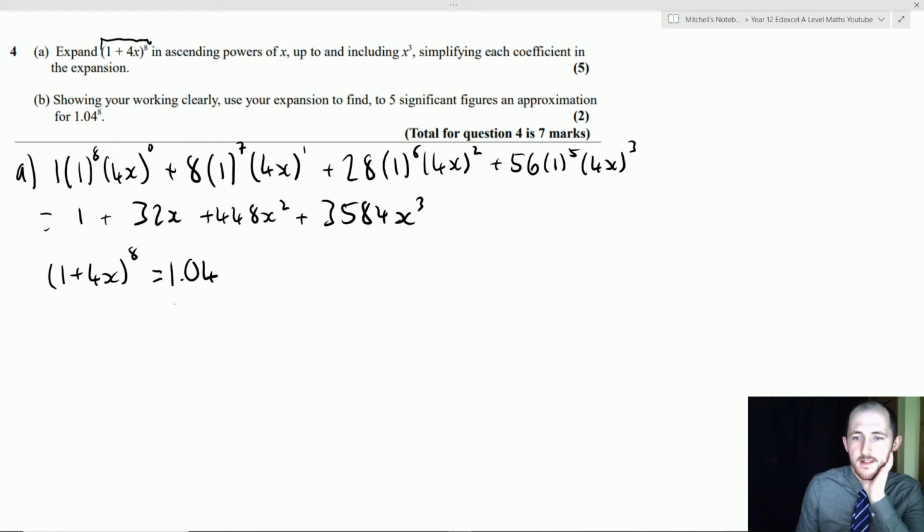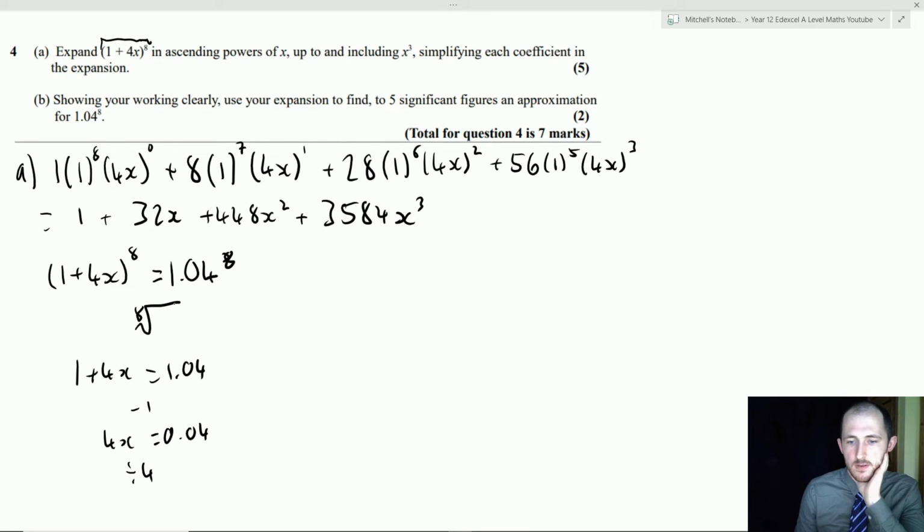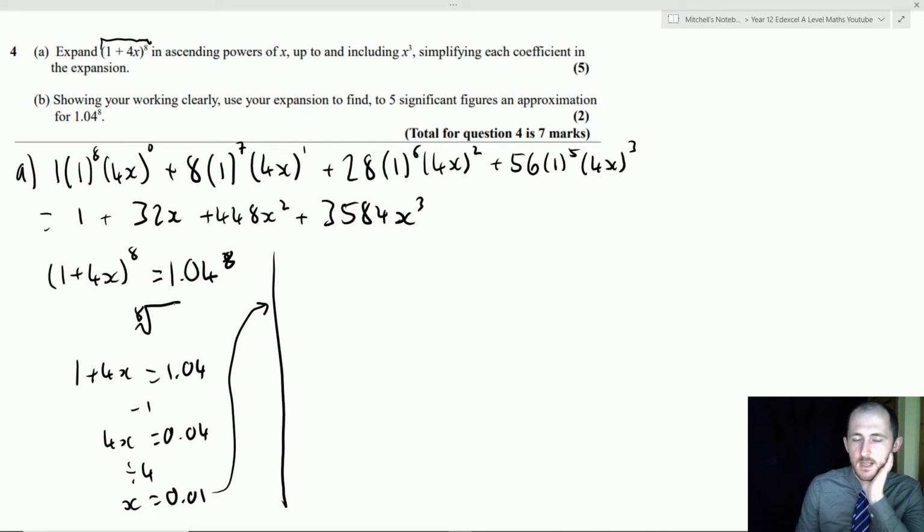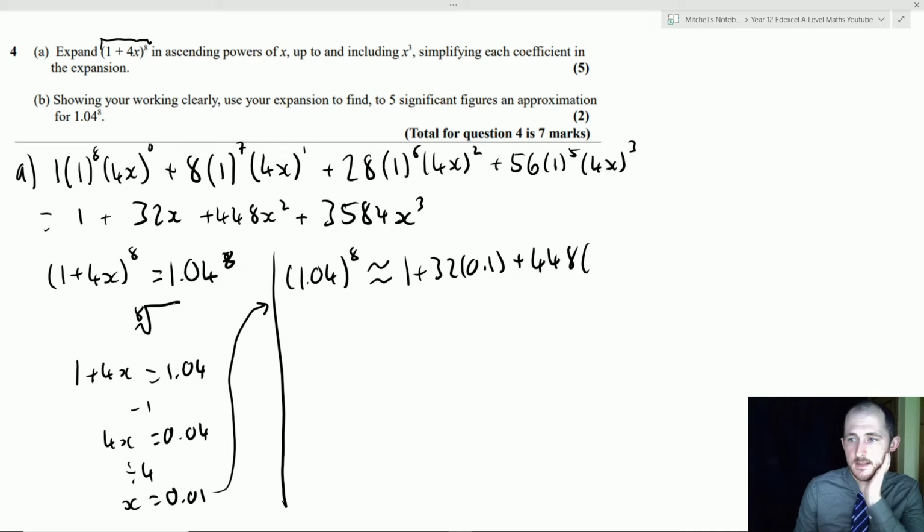And we want to work out what we need for x to be in order to get an approximation. So again, we're taking the 8th root this time. So that'd be 1 plus 4x equals 1.04. Subtract 1. 4x equals 0.04. Divide by 4. x equals 0.01. So if we want to do that over here, our approximation for 1.04 to the 8 is approximately equal to 1 plus 32 times 0.01 plus 448 times 0.01 squared plus 3,584. Which again, let's just type it into our calculator.